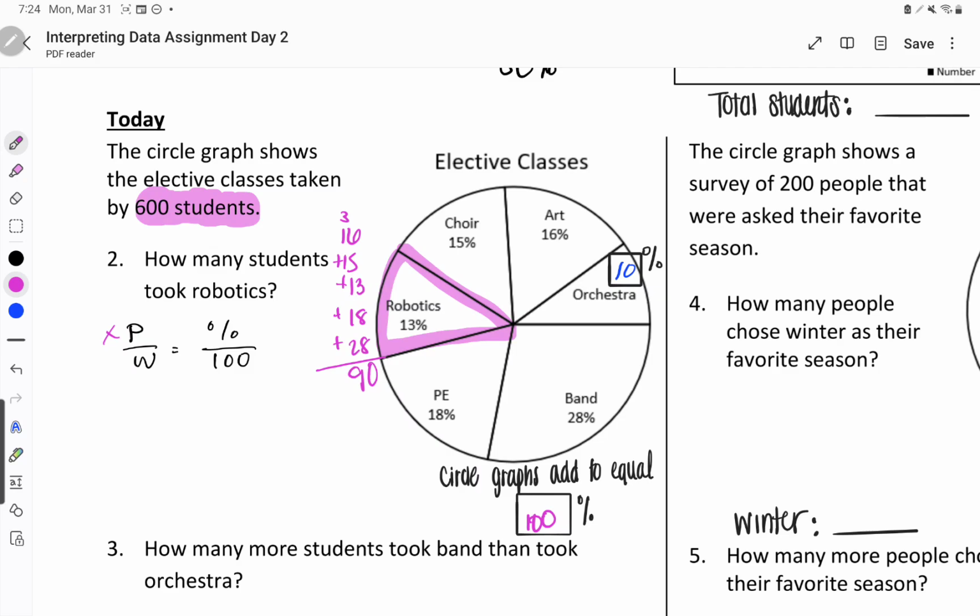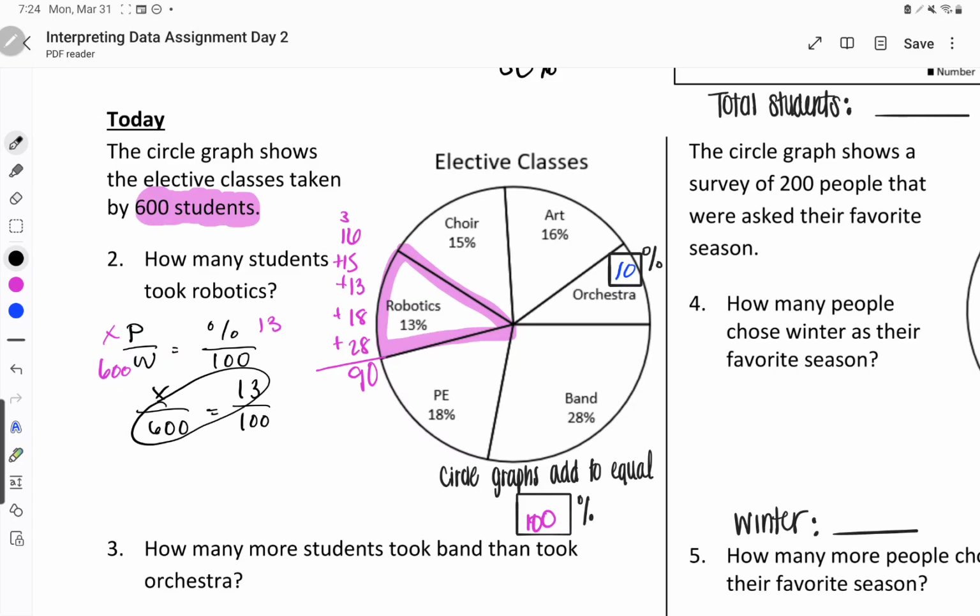Do I know what the whole is? Yes, the whole is 600. Do I know what the percent is? Yeah, it's 13. So now I'm going to have X over 600 equals 13 over 100.